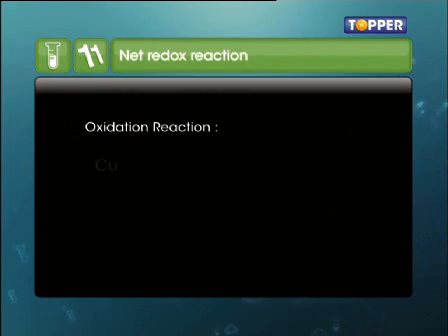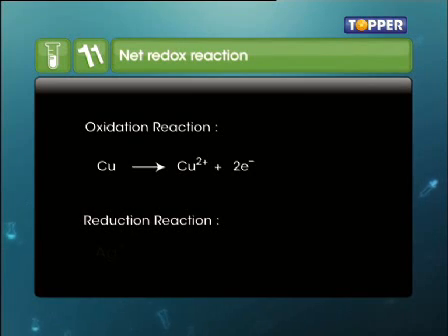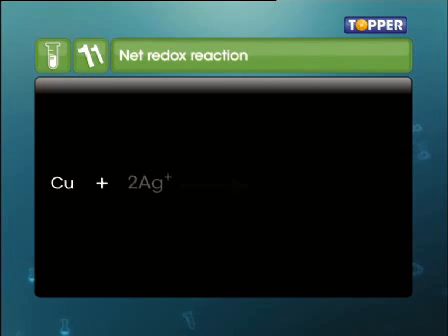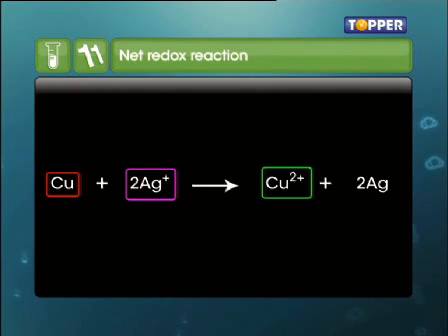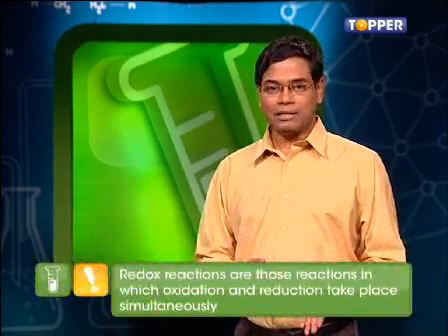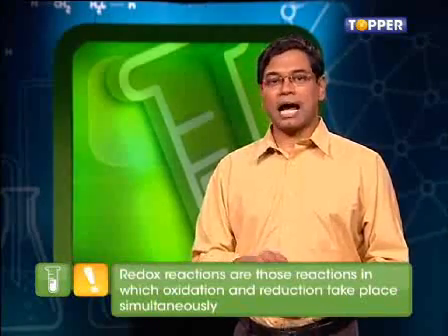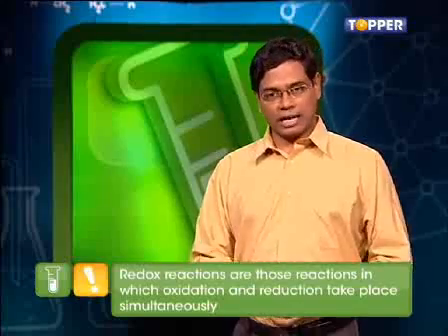In this reaction, copper atoms are oxidized to copper ions. Simultaneously, silver ions are reduced to solid silver atoms. So, the net reaction will be copper atom plus 2 silver ions give copper 2 plus ion and 2 silver atoms. This simultaneous occurrence of oxidation and reduction is called redox reaction.